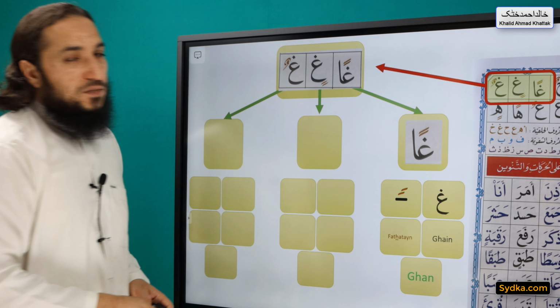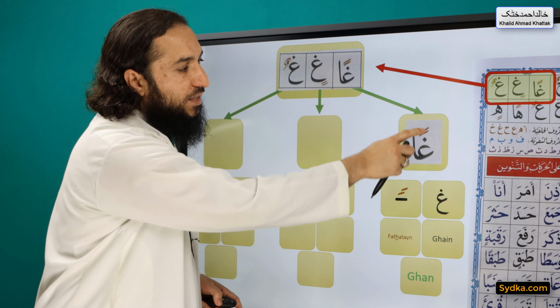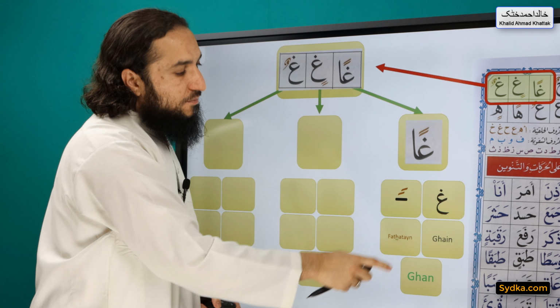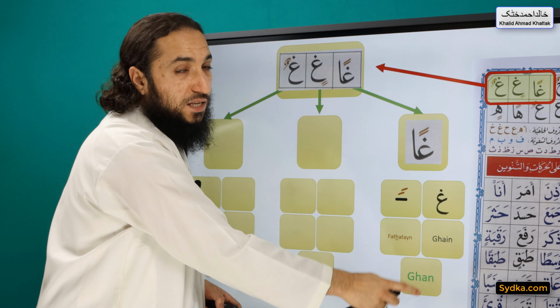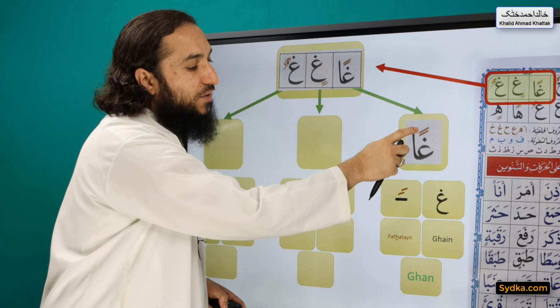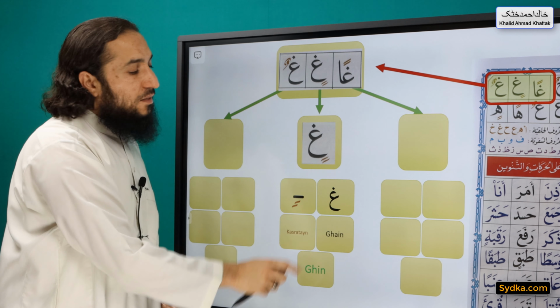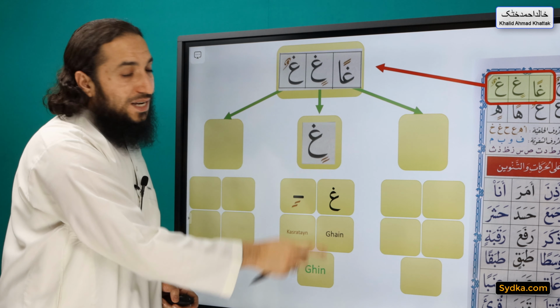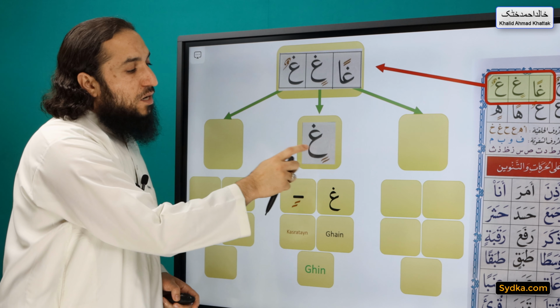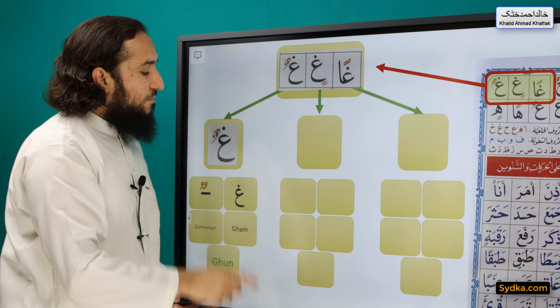So the next letter is ghain. Ghain fathatain, and alif here is silent. Ghain fathatain ghan. Ghain fathatain ghan. Ghain kasratain ghin. Ghain kasratain ghin.